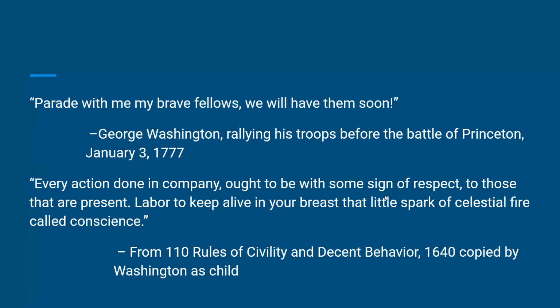Okay. So this next quote: "Parade with me, my brave fellows. We will have them soon." George Washington rallying his troops for the Battle of Princeton. He was capable of inspiring people.